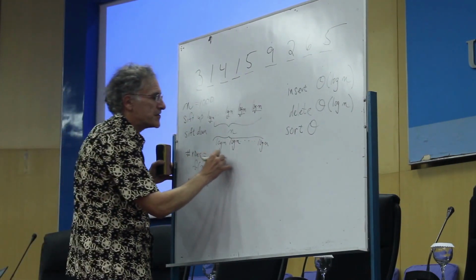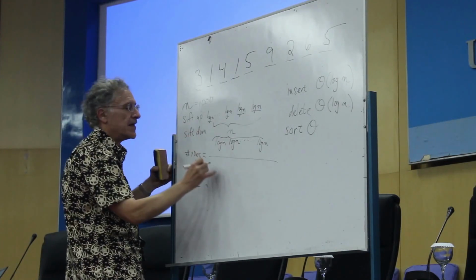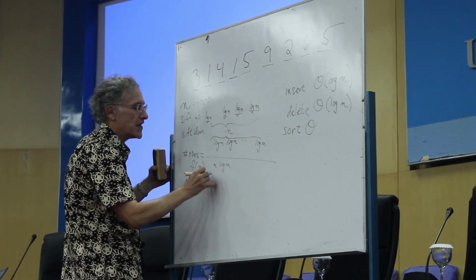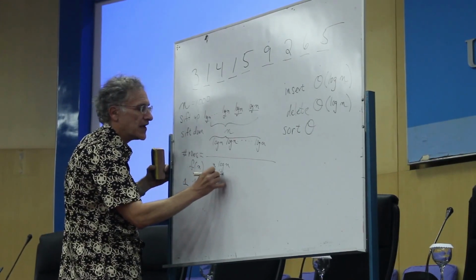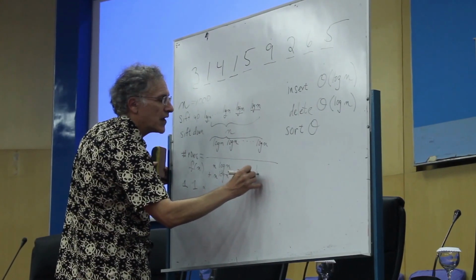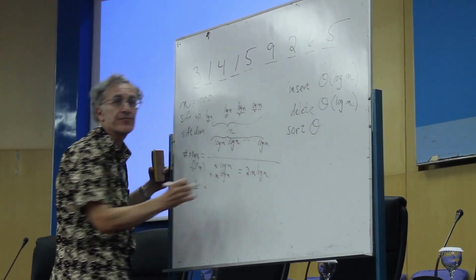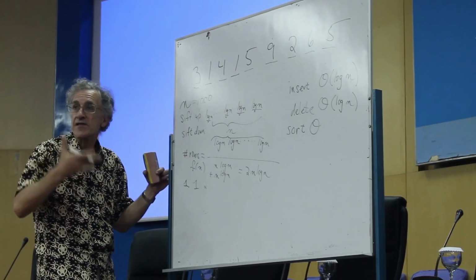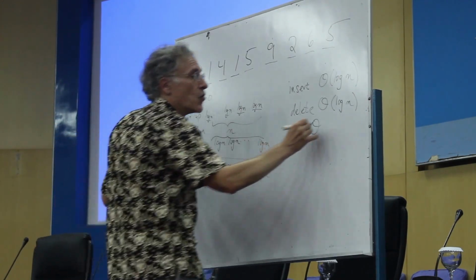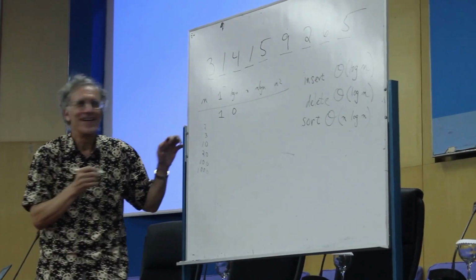So how much does that add up to? I have n times log n plus another n times log n. So that's 2n log n. It's an estimate, an overestimate, an upper estimate. That is order of, good.